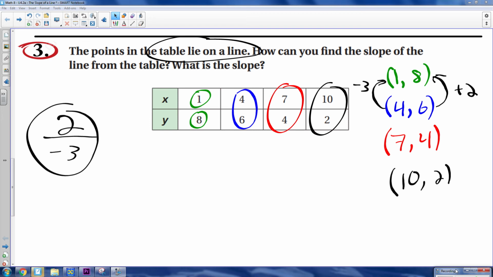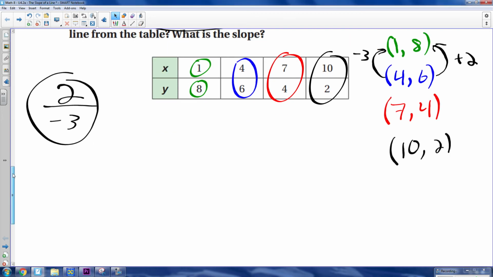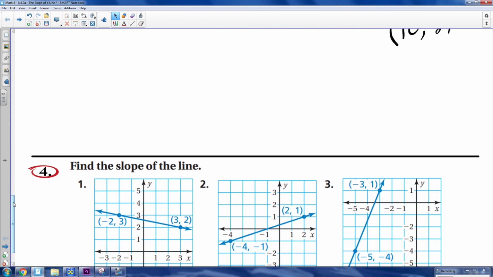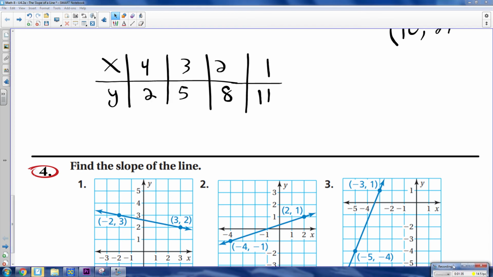So what I want you to do is, even though it's not written on your paper, try this problem. I'm going to make a little table here, and I'm going to ask you to find the slope of the points on the table. So copy this table down and give this a try. The points on this table lie on a line. Can you please find the slope of that line? Pause the video and give this a shot.